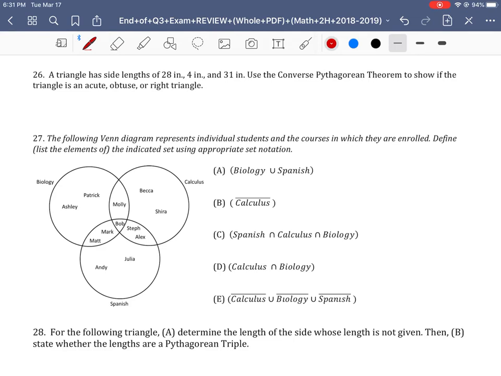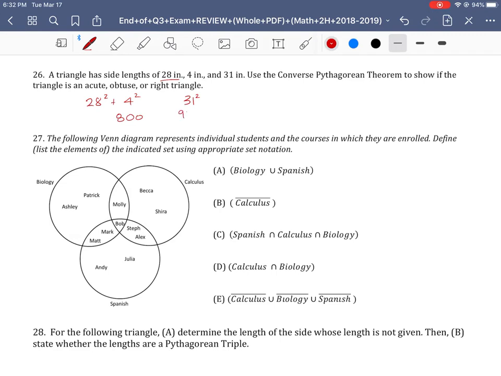So we take the short length, which in this case, one of the short lengths would be 28 inches, and we square it and we add it to 4 squared. If it is a right triangle, then those 2 must be the legs because they're the shortest. Then we compare that to the long side squared, and we see if it's going to be equal to or greater than or less than. So if we look at 28 squared and we add that to 4 squared, we should end up with 800.